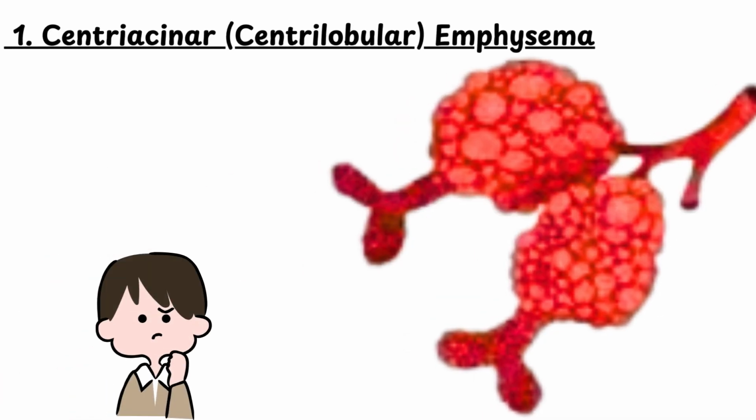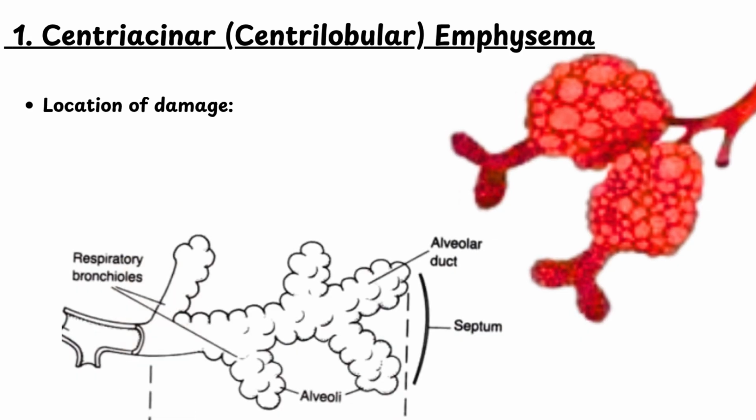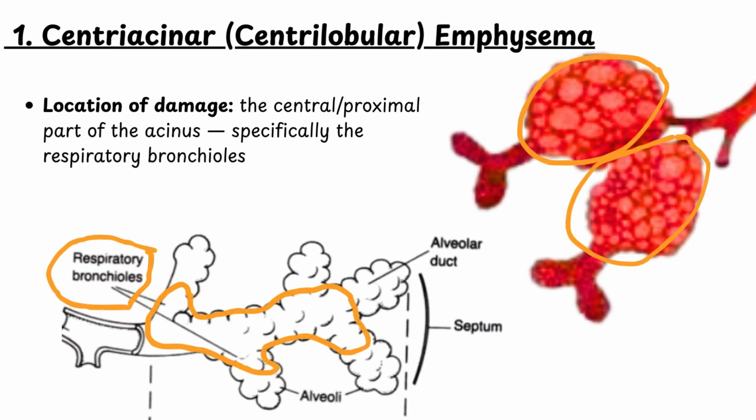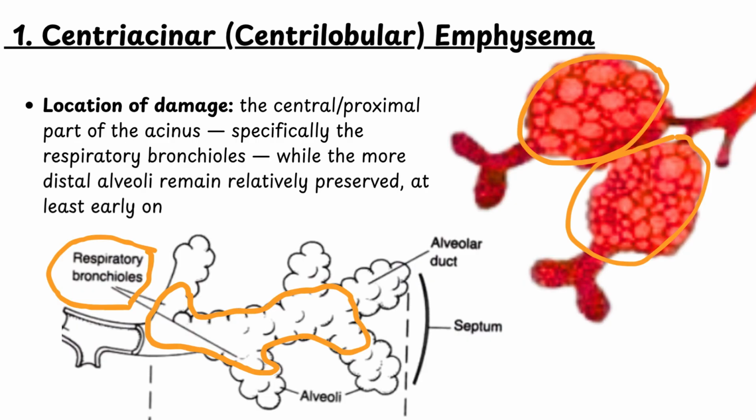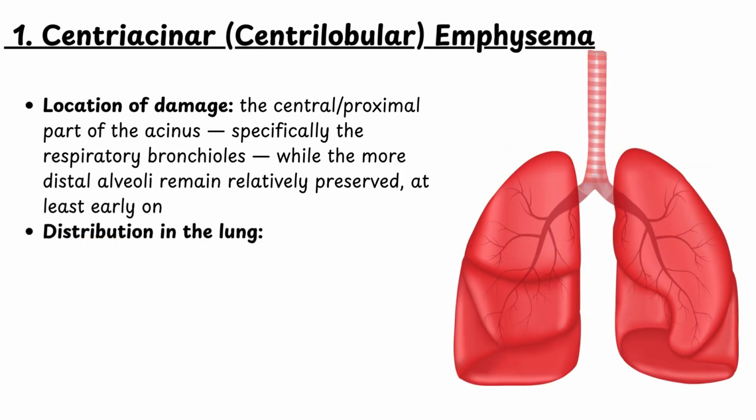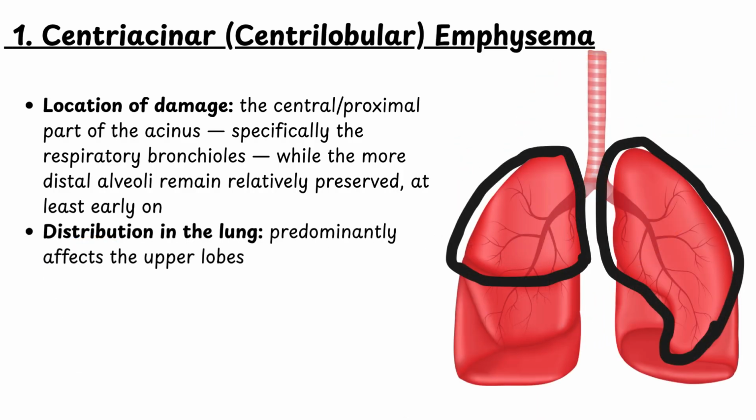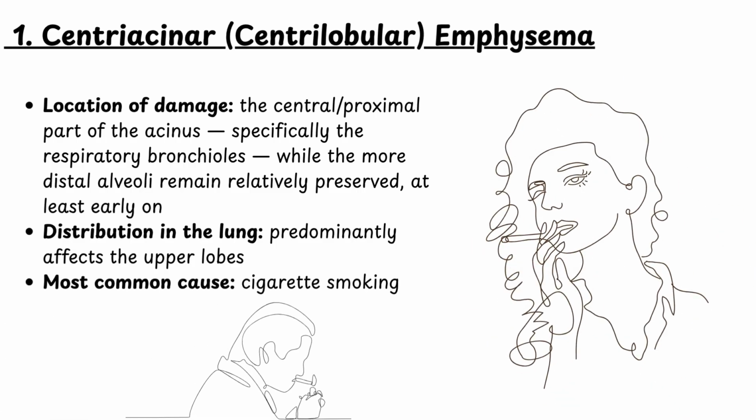Centriacinar emphysema, also called centrilobular emphysema. Location of damage: it involves the central proximal part of the acinus, specifically the respiratory bronchioles, while the more distal alveoli remain relatively preserved, at least early on. Distribution in the lung: it predominantly affects the upper lobes of the lungs. The most common cause is cigarette smoking.